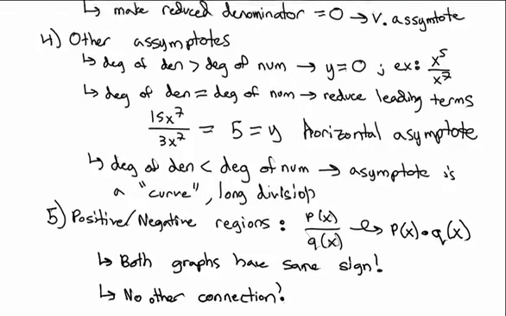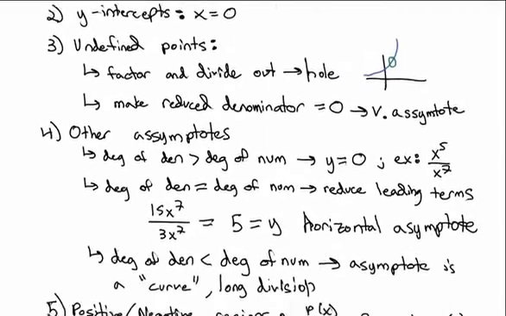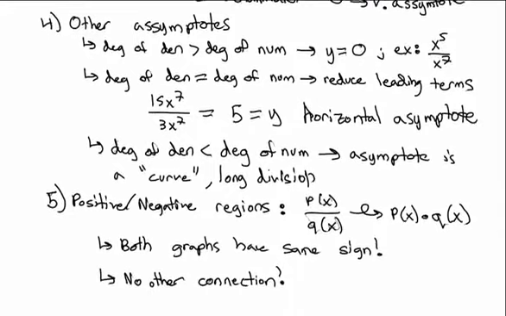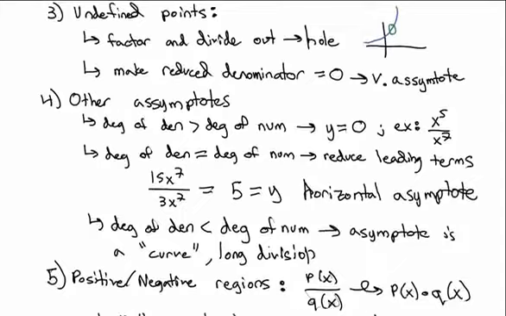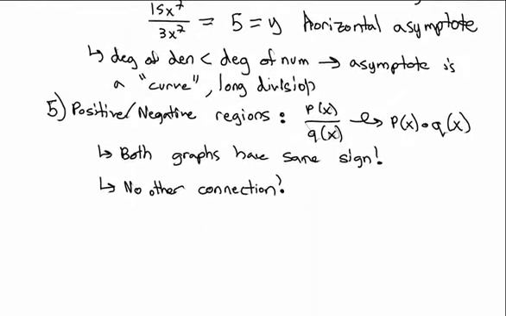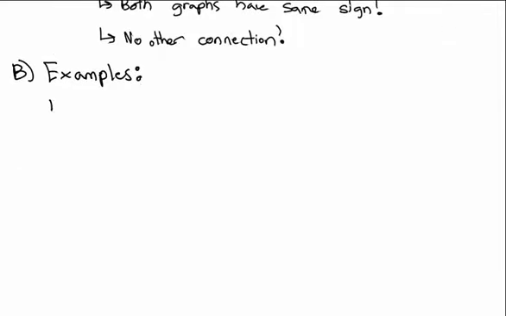So 5 things to find. You should know how to do all 5 of these before the test, preferably before you come to class today. The x-intercepts, the y-intercepts, the undefined points, the other asymptotes, and the positive negative regions. We're going to do several examples where we're going to work through all 5 of these steps and see how they translate into graphs. So if f of x equals x minus 2 over x plus 2.